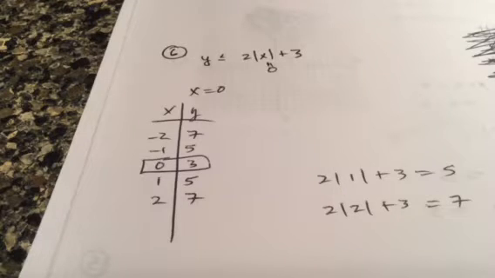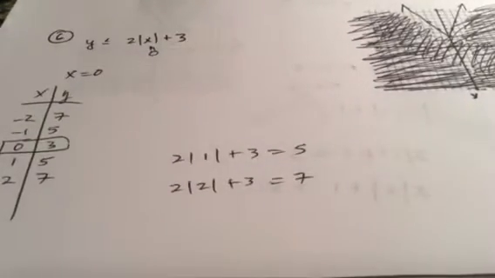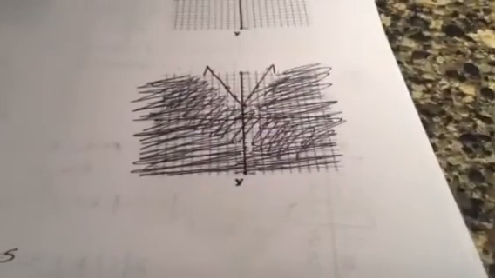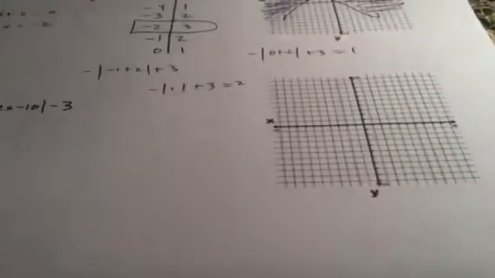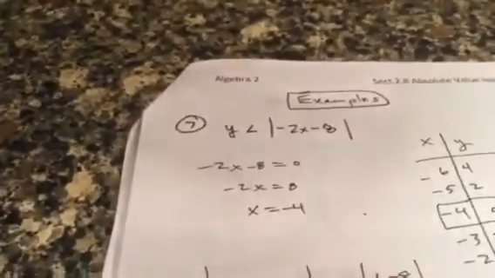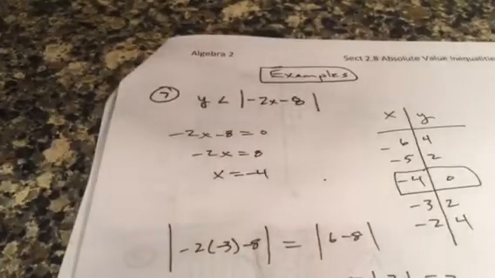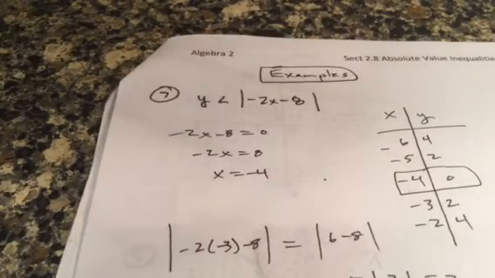The y part of the vertex, the y coordinate is 3. Go 1 to the left, 1 to the right, -1, 1. Go 2 left, 2 to the right with -2 and 2. Plug 1 and 2 in. You get 5 and 7. And shade under, less than or equal to, shade under. All right, in 17. Set -2x minus 8 equals 0. Be very careful there. You get -4.